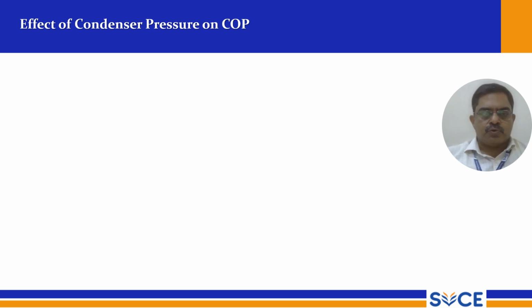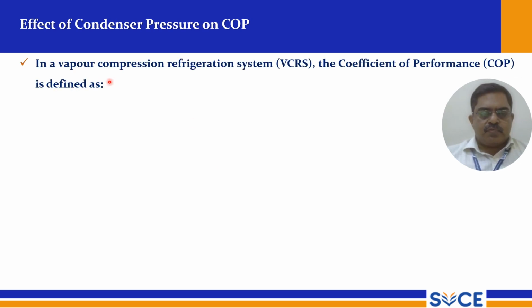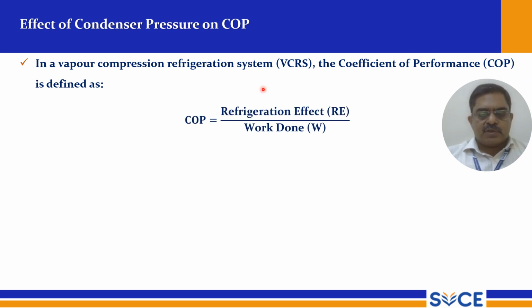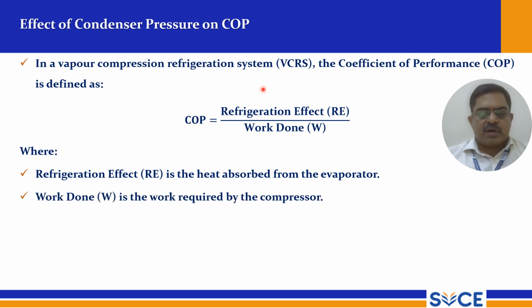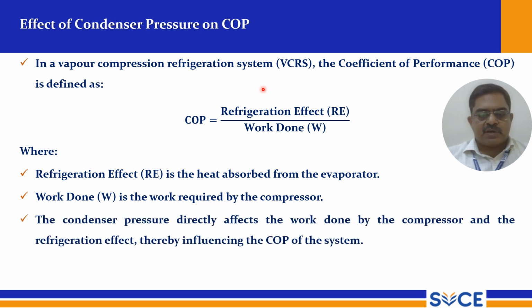Next, we move on to the effect of condenser pressure on COP. In a vapor compression refrigeration system, VCRS, the coefficient of performance COP is defined as, our standard COP, refrigeration effect by work done. Refrigeration effect is the heat absorbed in the evaporator, and work done is the work required by the compressor. The condenser pressure directly affects the work done by the compressor and the refrigeration effect, thereby influencing the COP of the system.